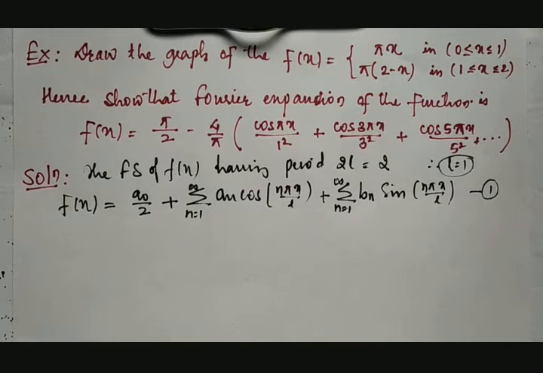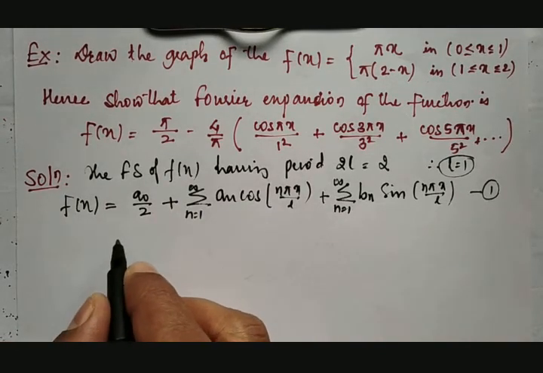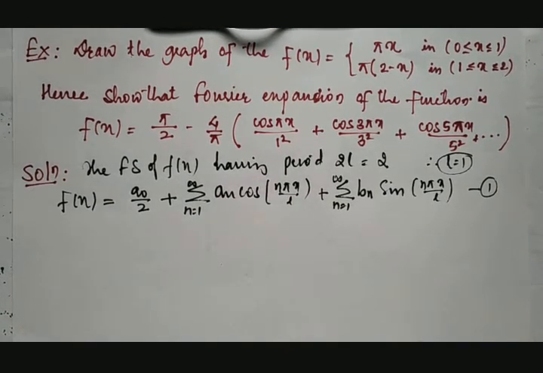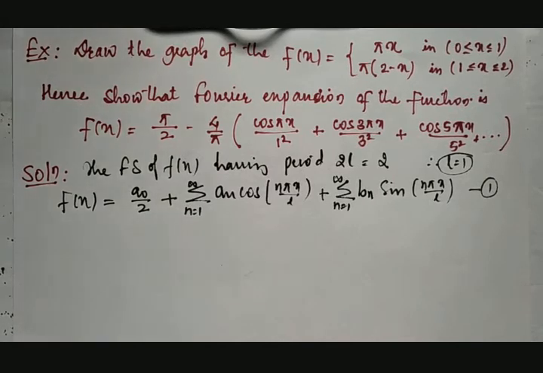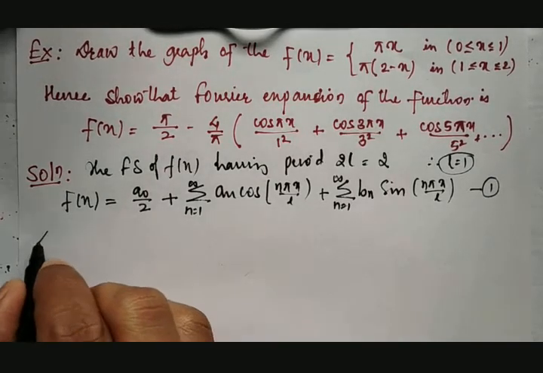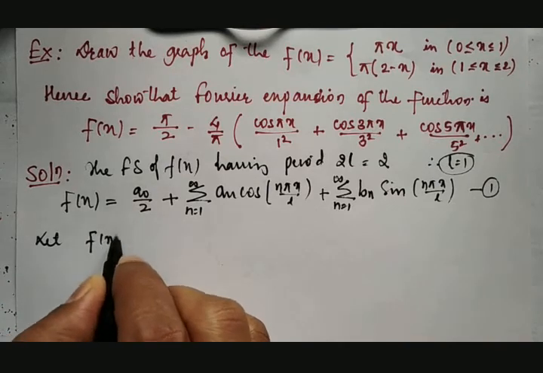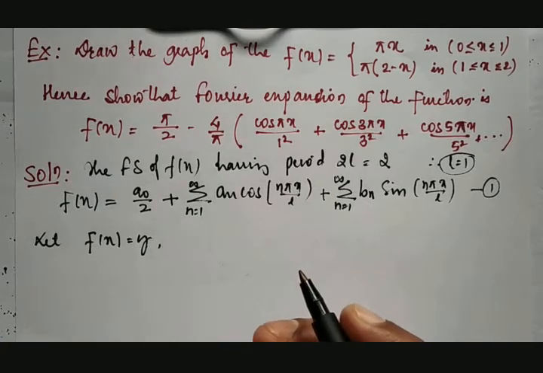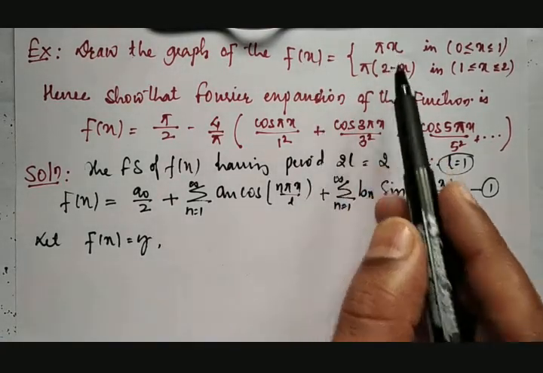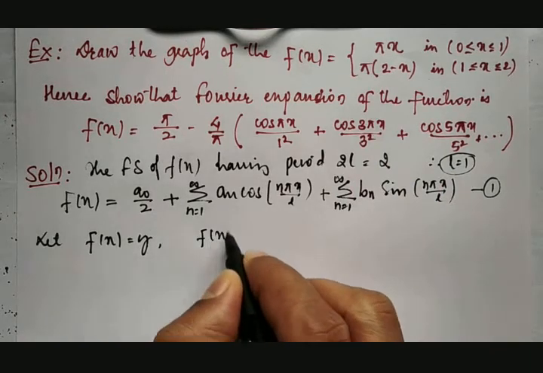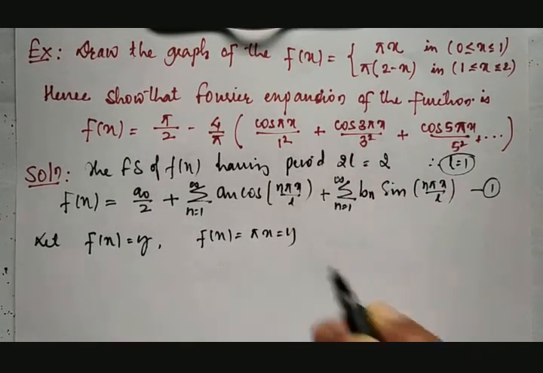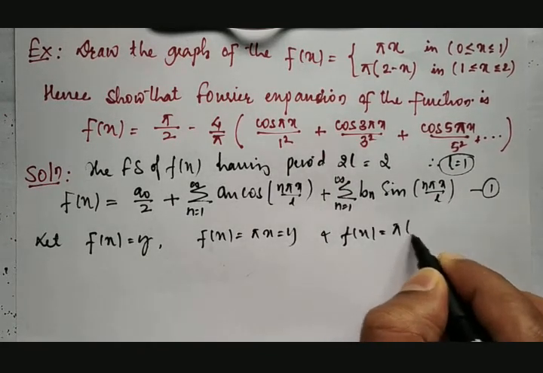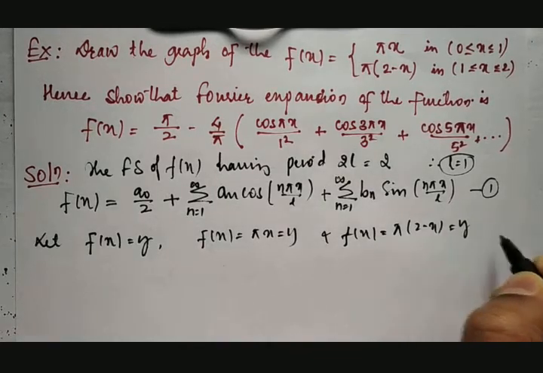First, let us go through its nature as well as its graph. First I will go through the graph. Let us consider f of x is equal to y. It is quite simple: y is equal to f of x. Therefore, f of x is equal to pi x, which is nothing but y, and f of x is equal to pi into 2 minus x, which is equal to y. Fine.